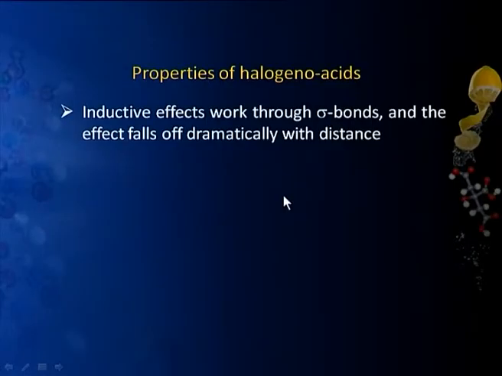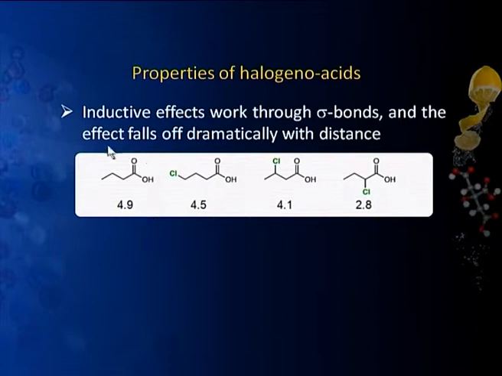acidic strength. We have also discussed earlier that the inductive effect works through the sigma bonds, and the effect falls off dramatically with distance. Meaning if the halogen is present away from the carboxyl group, then the acidic strength decreases. Such as this is butanoic acid with a pKa value of 4.9. If chlorine is present at the 4th position, then the pKa is 4.5. If it is at the 3rd position, the pKa value is 4.1, and if it is at position number 2, then the pKa value is 2.8. Meaning the nearer the halogen, the greater its inductive effect and the stronger the acid.